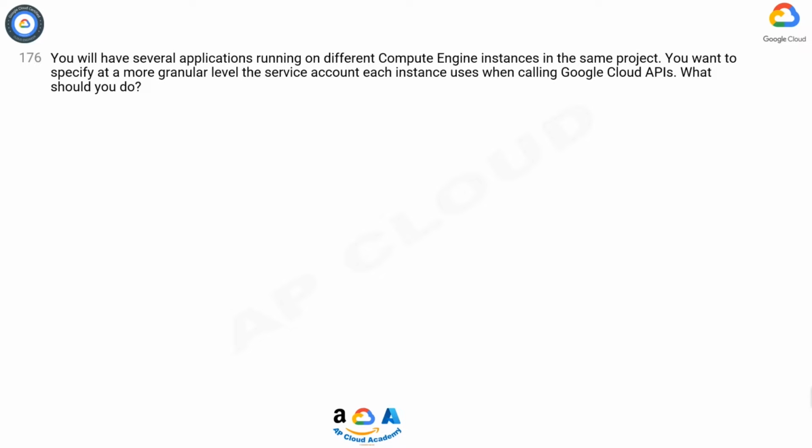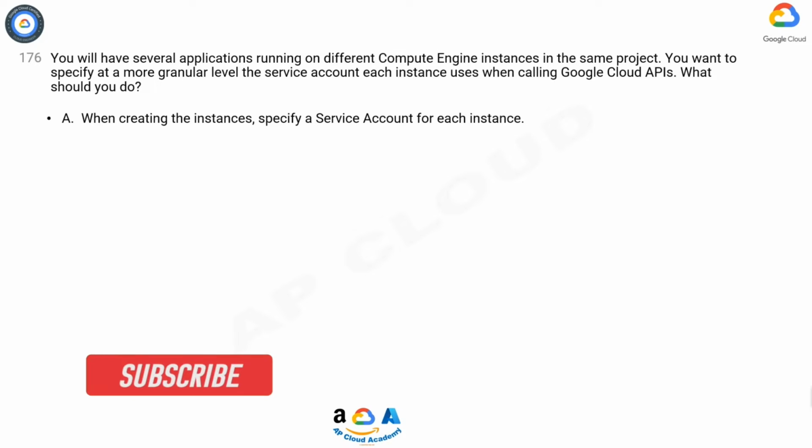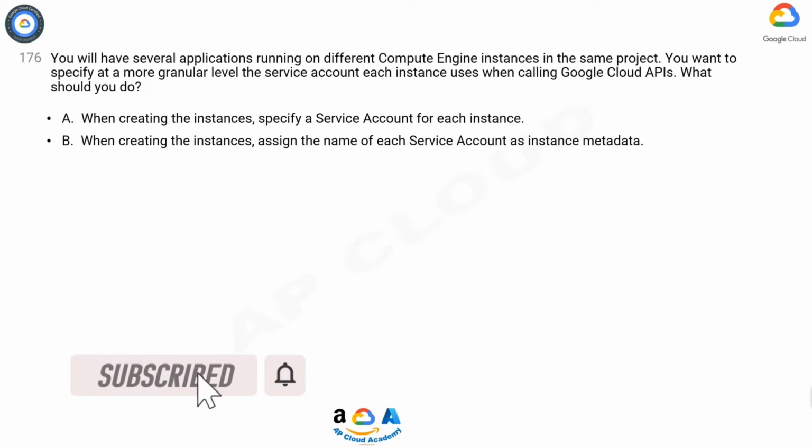176. You will have several applications running on different Compute Engine instances in the same project. You want to specify at a more granular level the service account each instance uses when calling Google Cloud APIs. What should you do? A. When creating the instances, specify a service account for each instance.